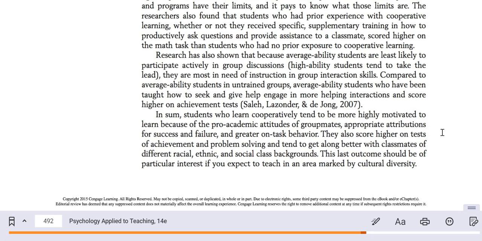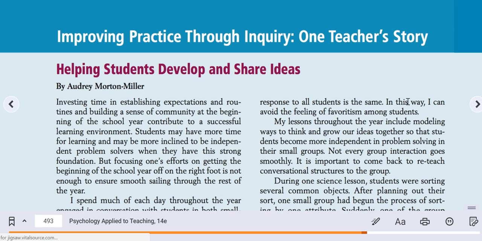They also score higher on tests of achievement and problem solving and tend to get along better with classmates of different racial, ethnic, and social class backgrounds. This last outcome should be of particular interest if you expect to teach in an area marked by cultural diversity.